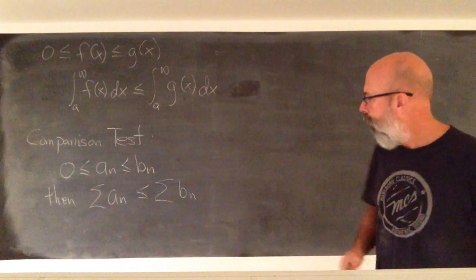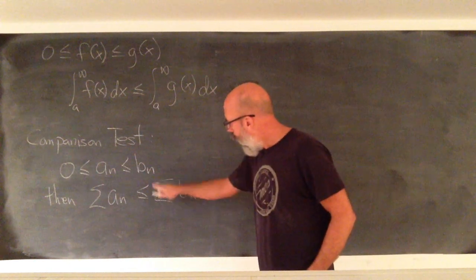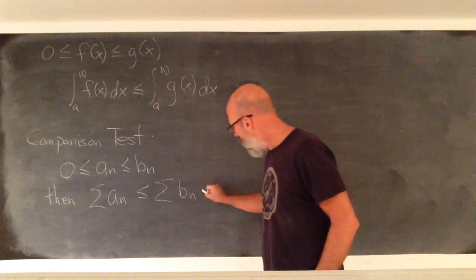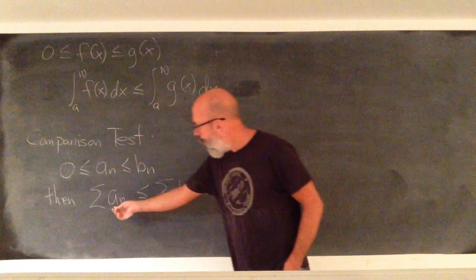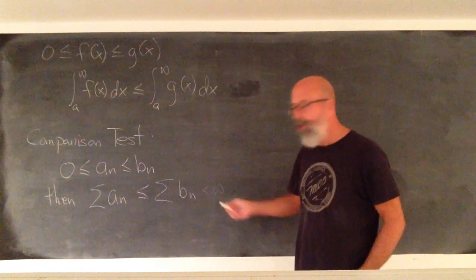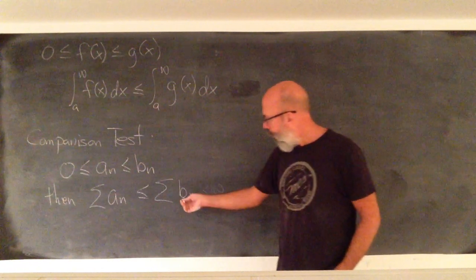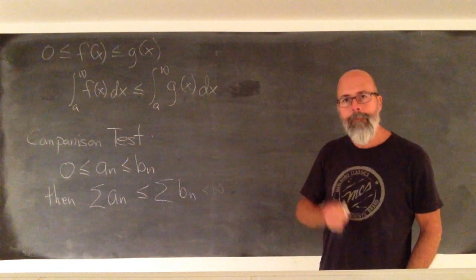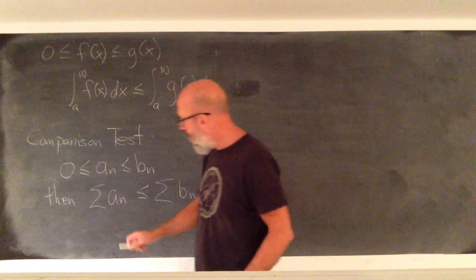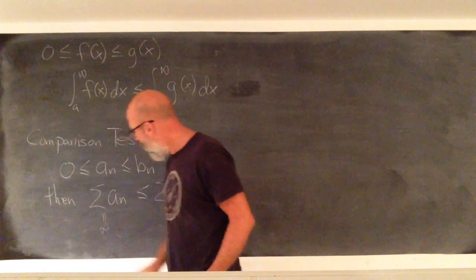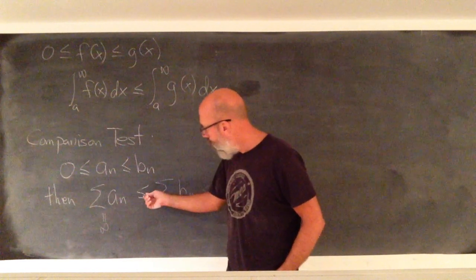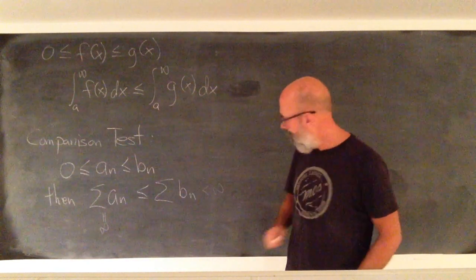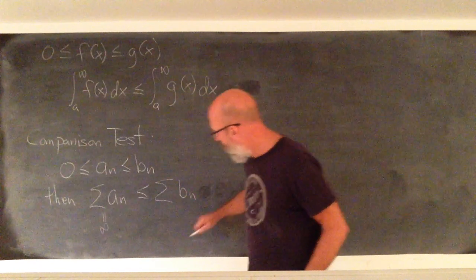And consequently, if the large one converges, if this is less than infinity, then the small one will be less than infinity. If the large one converges, the small one converges. Similarly, if the small one diverges, then the large one, which is bigger than or equal to infinity, must diverge as well. Let's write that down.